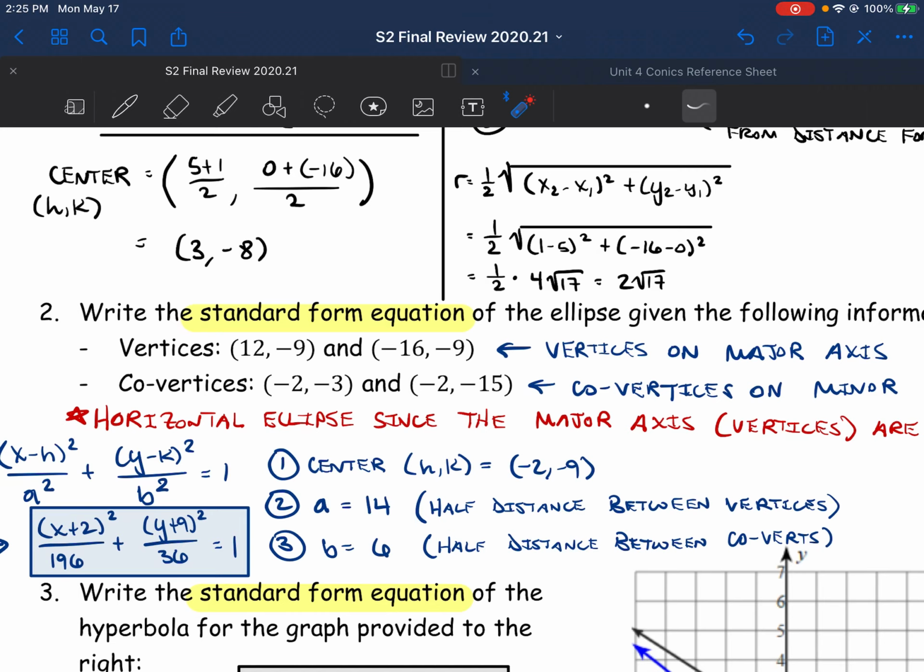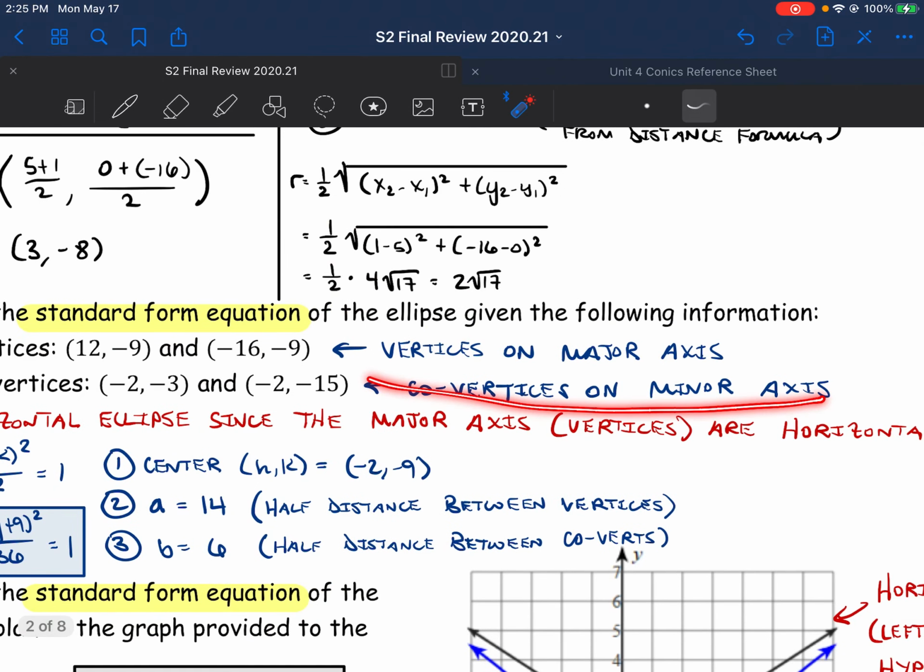So a couple things jump out to me. If the vertices are at (12, -9) and (-16, -9), if you think about that, the vertices are horizontal to each other. If you plotted those points, they would be horizontal to each other. And we also know that vertices are on the major axis of the ellipse. They're the endpoints of the major axis. The co-vertices are the endpoints on the minor axis.